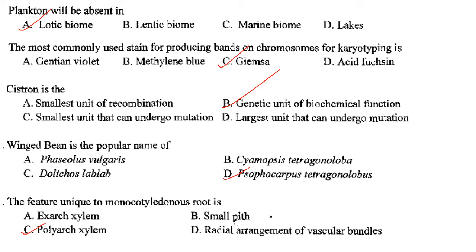Then the feature unique to monocotyledonous root is, it is polyarch xylem. So exarch is the arrangement in which the protoxylem lies outside and metaxylem lies inside. So that is called exarch condition. So the feature in monocotyledon's root is it is polyarch xylem.